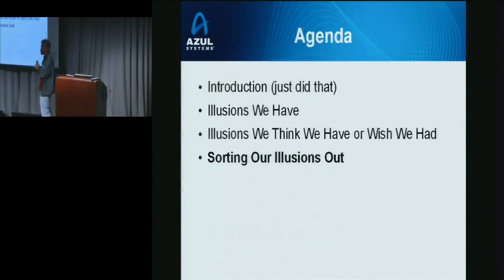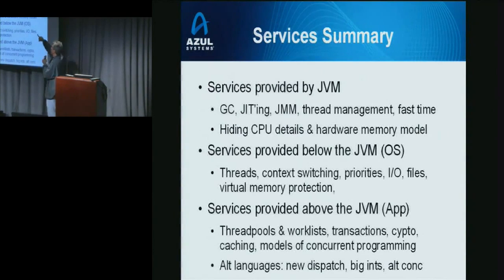Okay, so let's go sort through all the different things I've got here. Here's a summary of the services: GC, JIT'ing, Java memory model, thread management, some sort of fast time. JIT'ing includes hiding CPU details and the hardware memory model from people. Services that are provided below the JVM now: everything like threads and context switching from the OS, priorities, I/O, file systems, stuff like that. Then there's a set of services above the JVM, the application level stuff: thread pools and work lists, transactions or crypto models, or your user mode caches, JDBC driver caching, who knows what, models of concurrent programming, right? And then some of these new alternative languages might have different rules on dispatching or what it means to have an integer or concurrency.